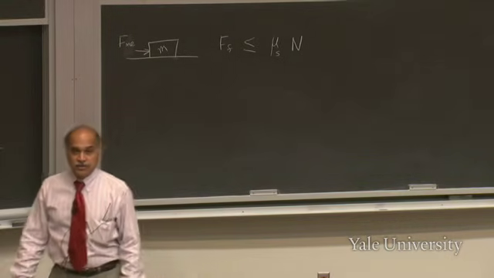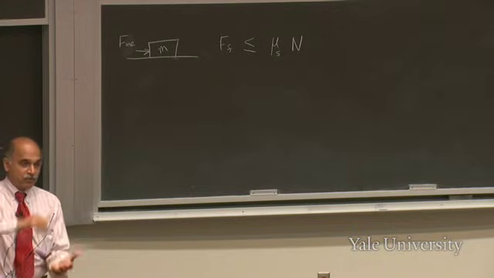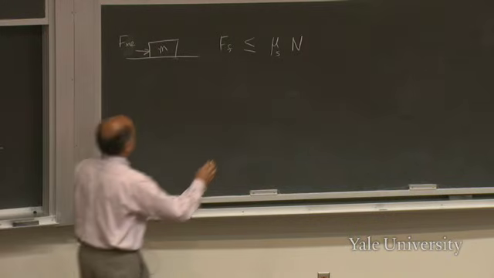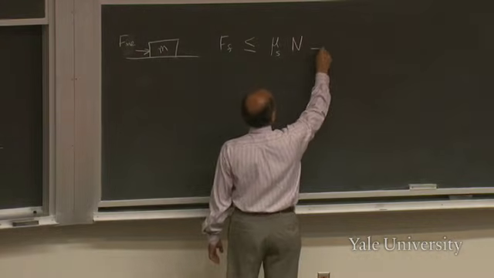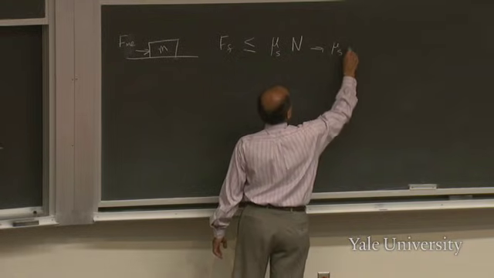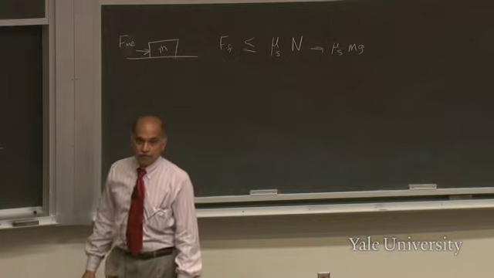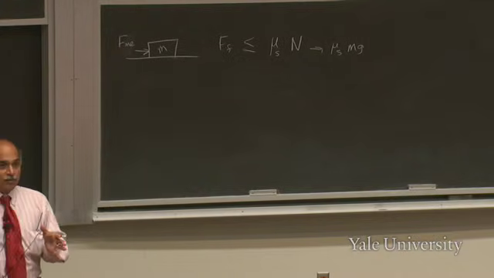The force of friction seems to depend on how much normal force the table is exerting on the object, which in our example, not always, you may replace by mu s times mg because N is equal to mg. So the force of friction seems to depend on how heavy the object is that's sitting on the table.